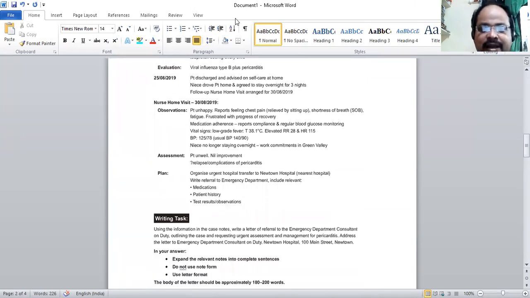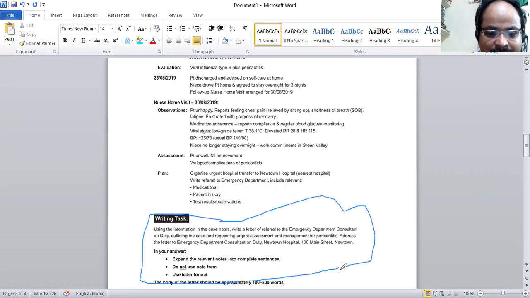What is said in the writing task is: using the information in the case notes, write a letter of referral to the emergency department consultant on duty, outlining the case and requesting urgent assessment and management for pericarditis. So this is what we have to do in the letter. We need to outline the case.